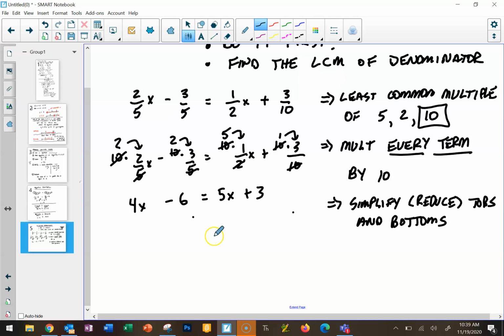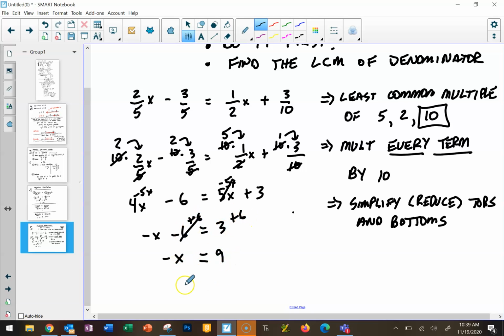And then from there, you can solve it further, right? So we've got to do minus 5x, minus 5x. It's going to be negative x minus 6 is equal to 3, the 5x canceled. Then I've got to add 6 to both sides to get the 6 on the other side. That cancels, and that's going to be 9.